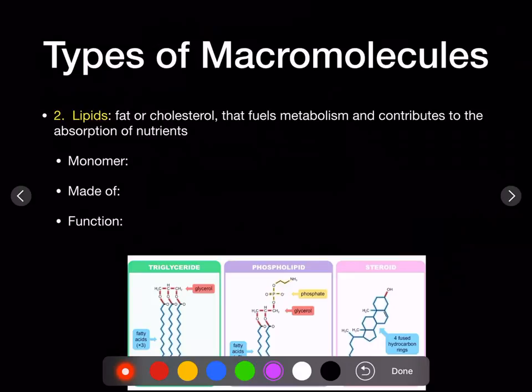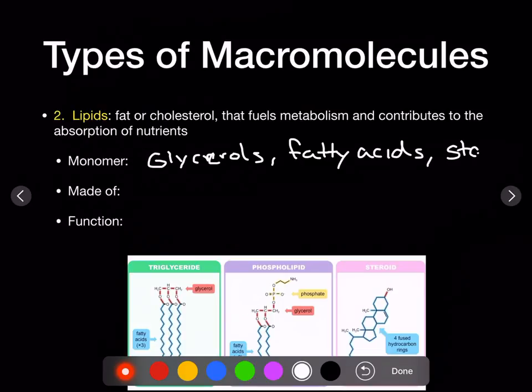Now the second type of macromolecule is lipids. Lipids are fats, okay? Fats and cholesterol fuel metabolism and contribute to the absorption of nutrients. Now, fats are more used for long-term storage. Now, the monomers that we find in lipids, there's a couple of them. There's glycerols, okay? There's fatty acids, and there's also steroids. So all three of these are monomers that we can see.